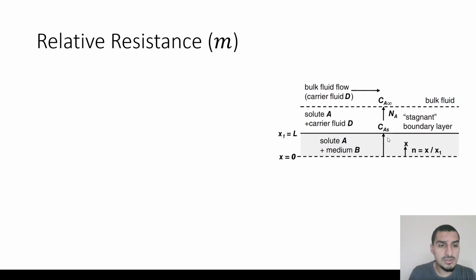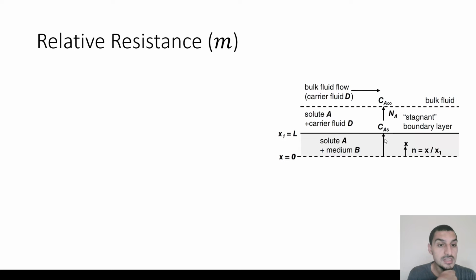Practically speaking, it's not possible to get the concentration at the surface. We cannot do this and get an accurate value of it. So we can get the bulk concentration, but not the surface concentration. And this means that we have two types of resistance for the mass transfer.